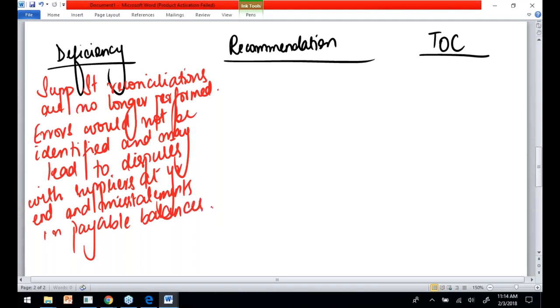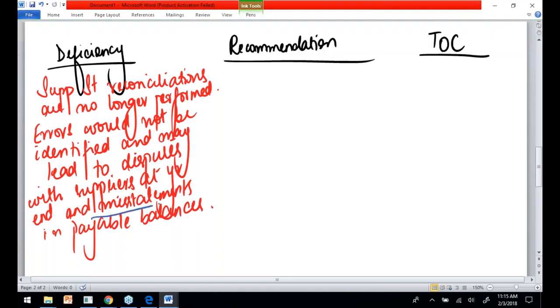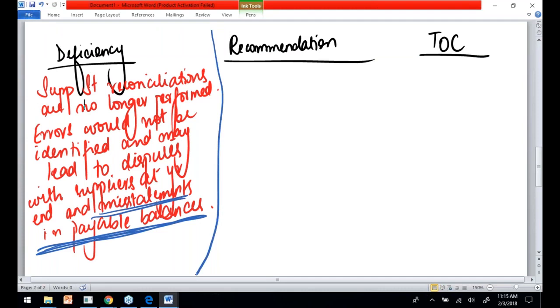So, do you have to write misstatements in payable balances? Well, no, not necessarily. If you've mentioned disputes with suppliers, that should be sufficient as well. Do you have to mention this? No, but I want to mention it to make my case stronger, to make my deficiency stronger. I stop writing my deficiency here. That's all I want to write. And is this sufficient? Yes, it is more than enough.